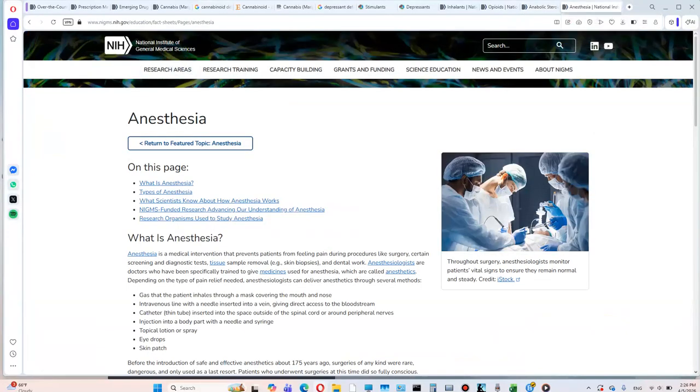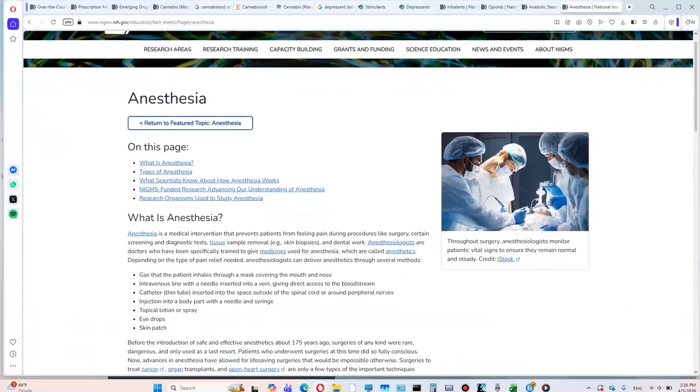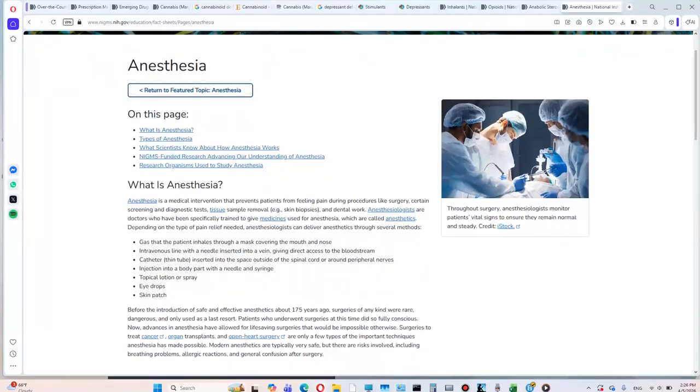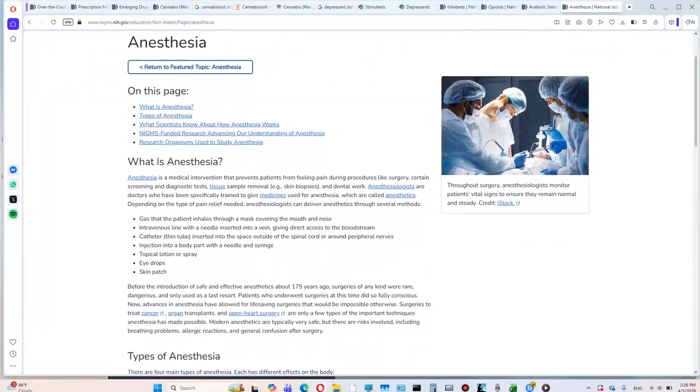From the National Institute of General Medical Sciences. Anesthesia. What is anesthesia? Anesthesia is a medical intervention that prevents patients from feeling pain during procedures like surgery, certain screening and diagnostic tests, tissue sample removal, for example skin biopsies, and dental work. Anesthesiologists are doctors who have been specifically trained to give medicines used for anesthesia, which are called anesthetics.